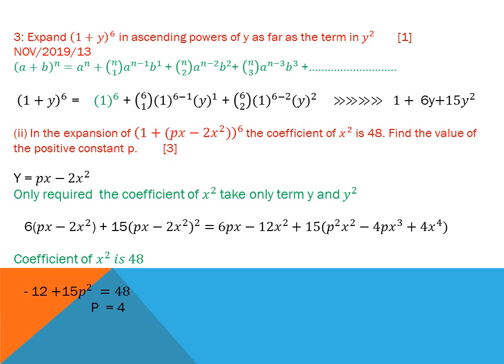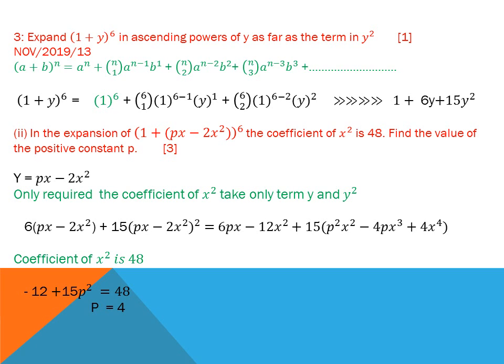Then equate the coefficients, because the coefficients are minus 12 and 15p square. Minus 12 plus 15p square is equal to 48. Then 48 plus 12 becomes 60. When 60 is divided by 15, we find p square is equal to 4.